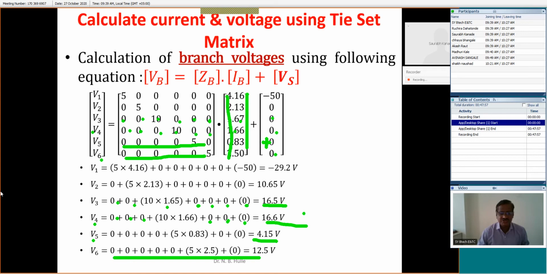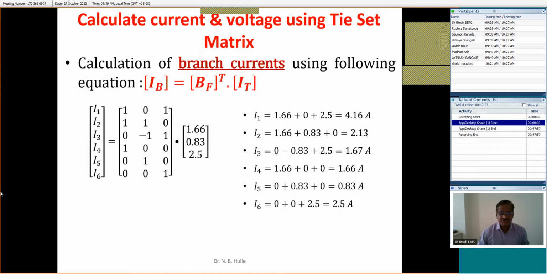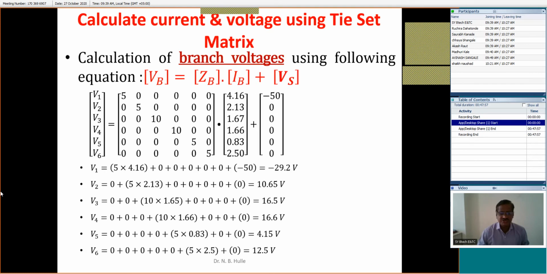This is the way of calculating first the loop currents, then the branch currents, and then the branch voltages. That's it about this particular problem.